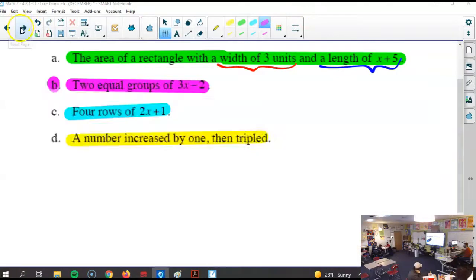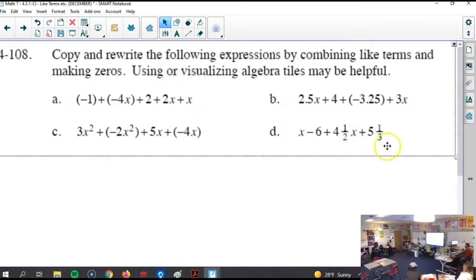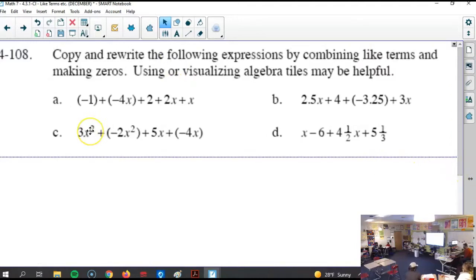If you want to bag up your algebra tiles, you might want them for the next problems, but I kind of doubt it. I don't think you're going to need them, actually. Then on your notes graph paper, so not your expression map, go ahead and put 108. I need a new sheet of paper. 108.